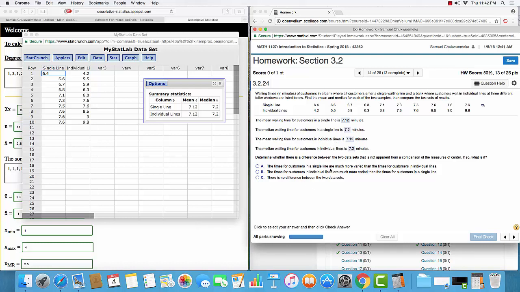In this question, I wouldn't say there is no difference between the two data sets. I mean, there's no difference between the mean and median. There is no difference between the means of the two data sets and the medians of the two data sets. They are the same. For the mean, 7.12, 7.12. For the median, 7.2, 7.2.